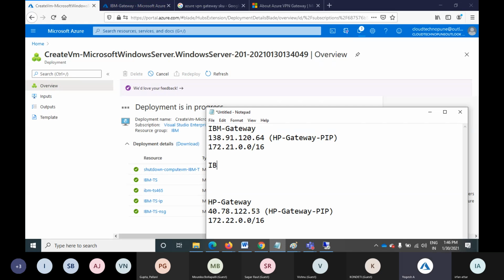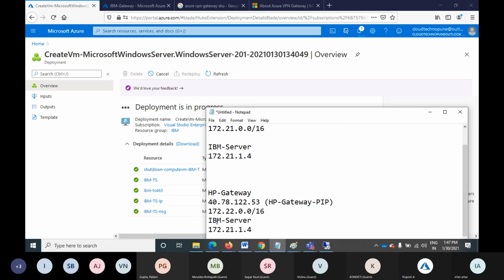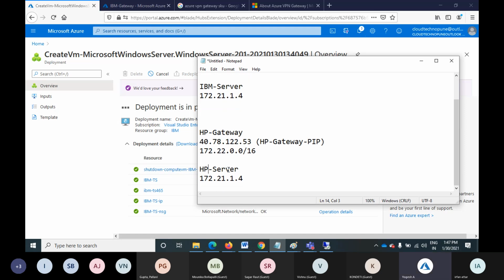IBM-server. 172.21.1.4, we will get as an IP address. HP, 22.1.4.